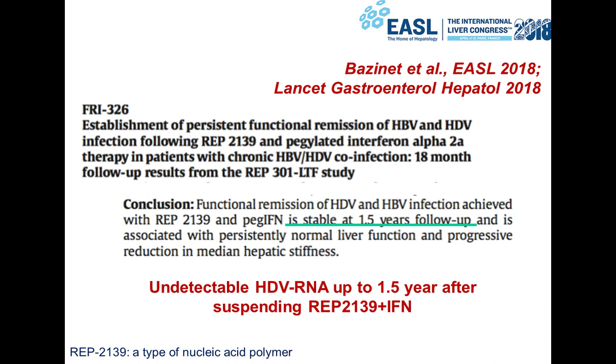The study shows that the combination of REP2939, which is a nucleic acid polymer, along with interferon alpha, allowed the achievement of off-treatment remission of HDV replication in the majority of patients, lasting up to 1.5 years after treatment suspension, so implying the achievement of a potential HDV cure. We are at the beginning of a new era. There's a lot of work to do. However, these first results appear to be promising.